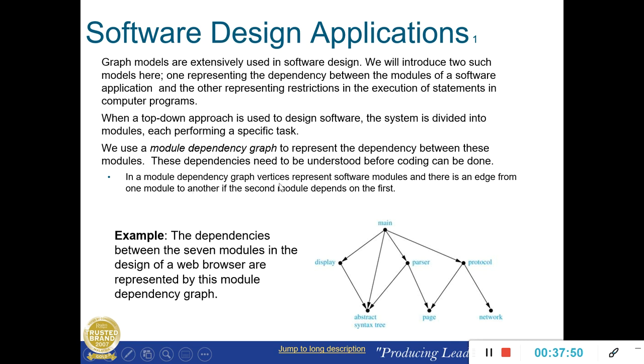So in a module dependency graph, the vertices are the software modules, and there is an edge from one module to another if the second module depends on the first one. Let's say we have software with a main, maybe if you use Java or C or C++. The protocol depends on the network protocol, and everyone depends on the main, okay? Everything like display, parser, protocol, abstract syntax depends on the main file. Actually in C or C++, it is the .h header file, something like that.